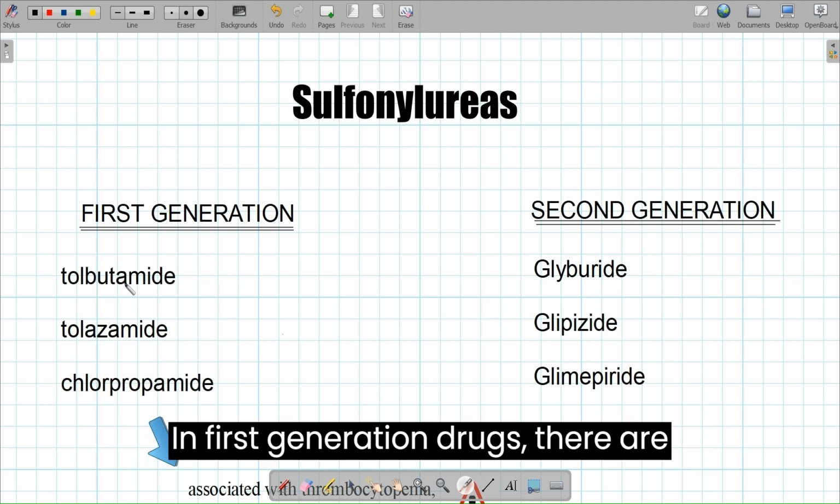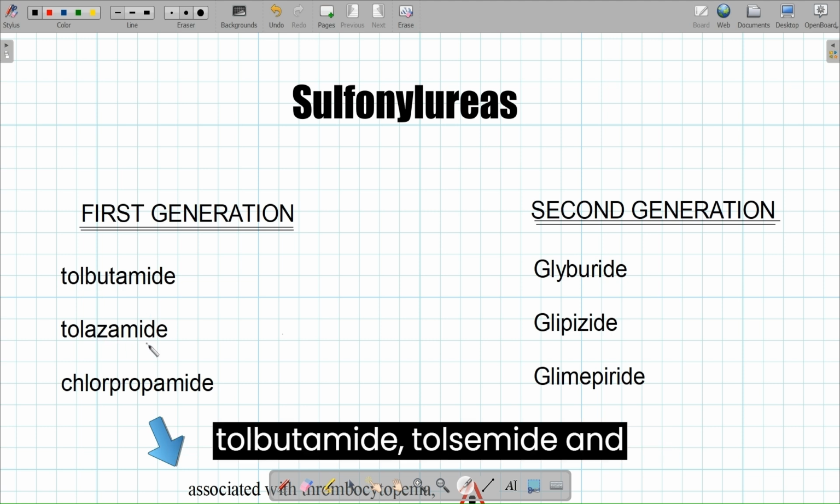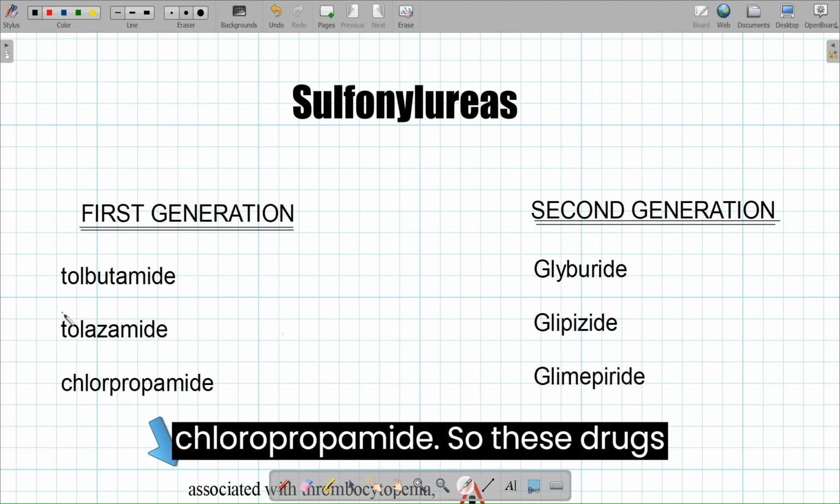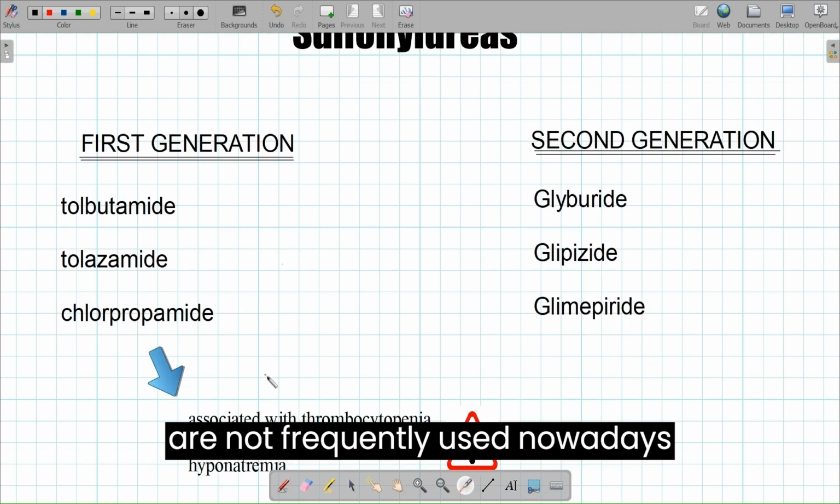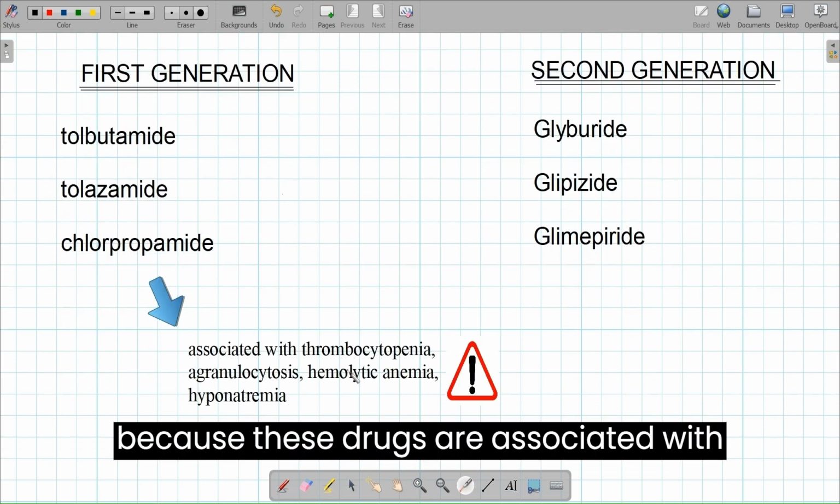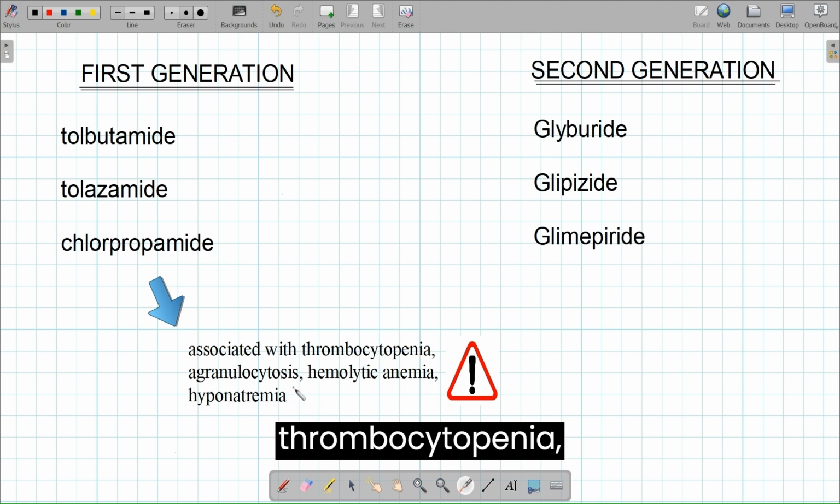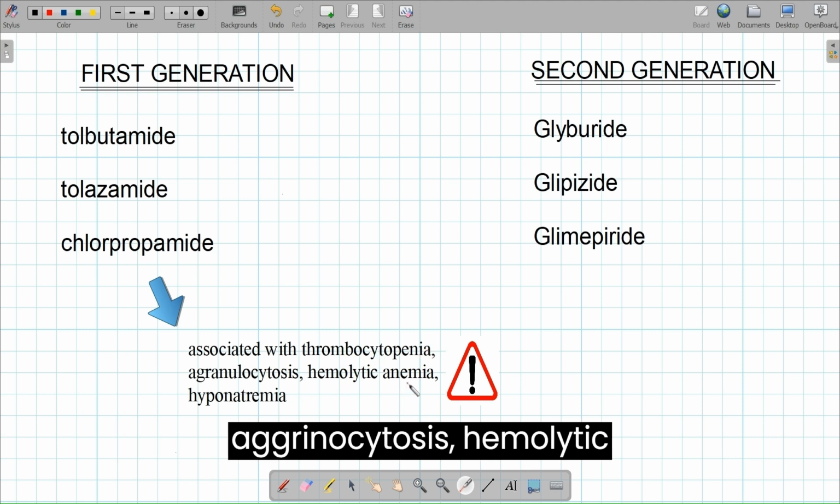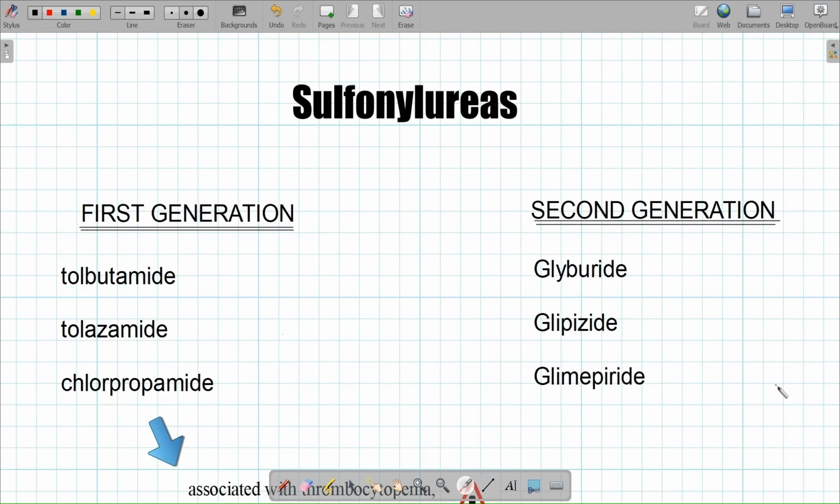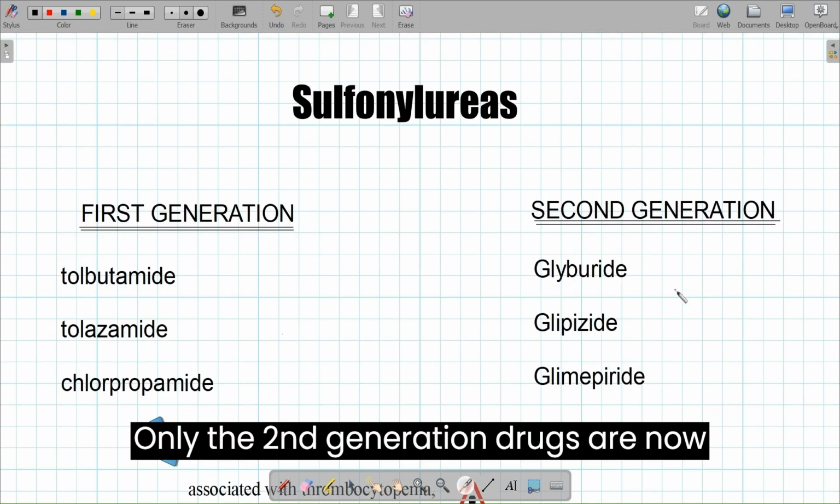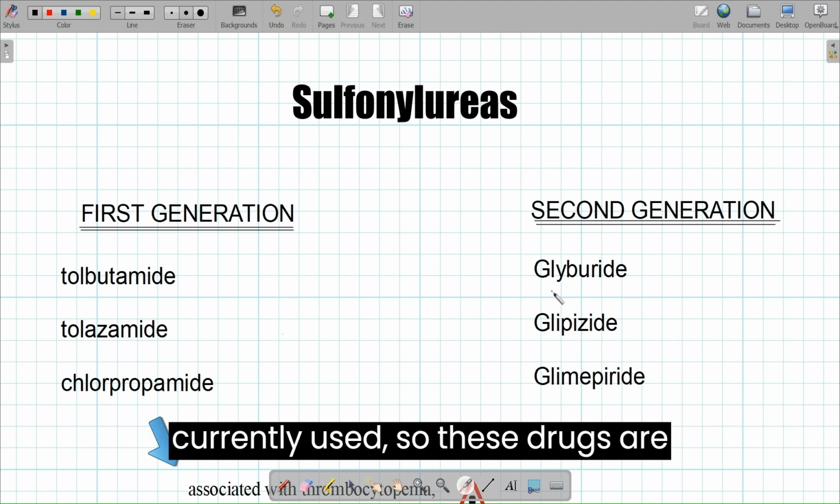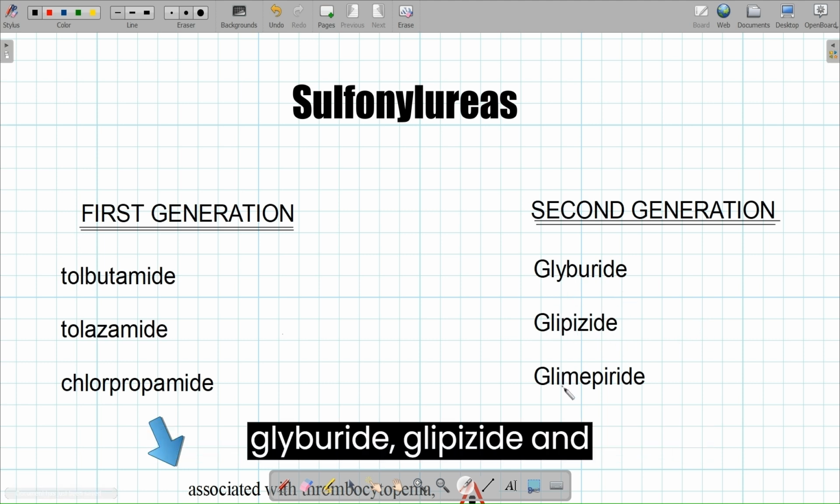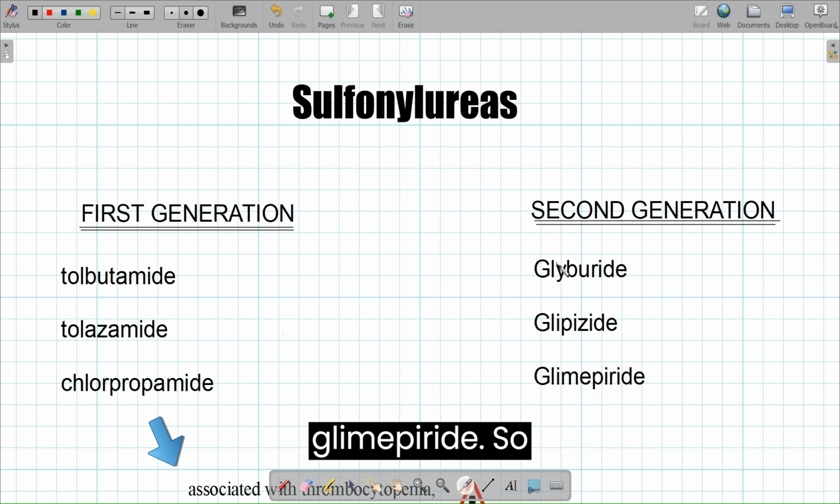In first generation drugs there are tolbutamide, tolazamide and chlorpropamide. These drugs are not frequently used nowadays because they are associated with thrombocytopenia, agranulocytosis, hemolytic anemia and hyponatremia. Only the second generation drugs are currently used. These drugs are glyburide, glipizide and glimepiride.